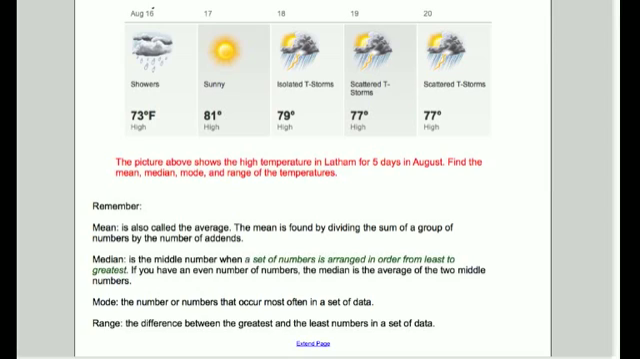Okay, so you can see in this picture the high temperature in Latham for 5 days in August, and you're going to work on finding the mean, median, mode, and range of temperatures. Remember, mean is the average of a group of numbers, the median is the number in the middle, the mode is the number that occurs most often in a set of data, and the range is the difference between the greatest and least numbers in a set of data.